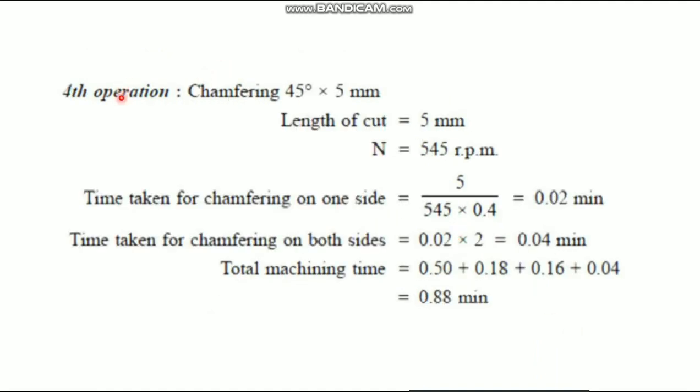Then the last operation, chamfering, 45 degree into 5 mm. Length of cut is equal to 5 mm. N is already calculated by using that particular diameter. And the time taken for chamfering on one side is L by F N. So apply this. So this is the time taken for chamfering on both sides. Total machining time: add all the times we have already calculated. We get this answer, 0.88 minutes.